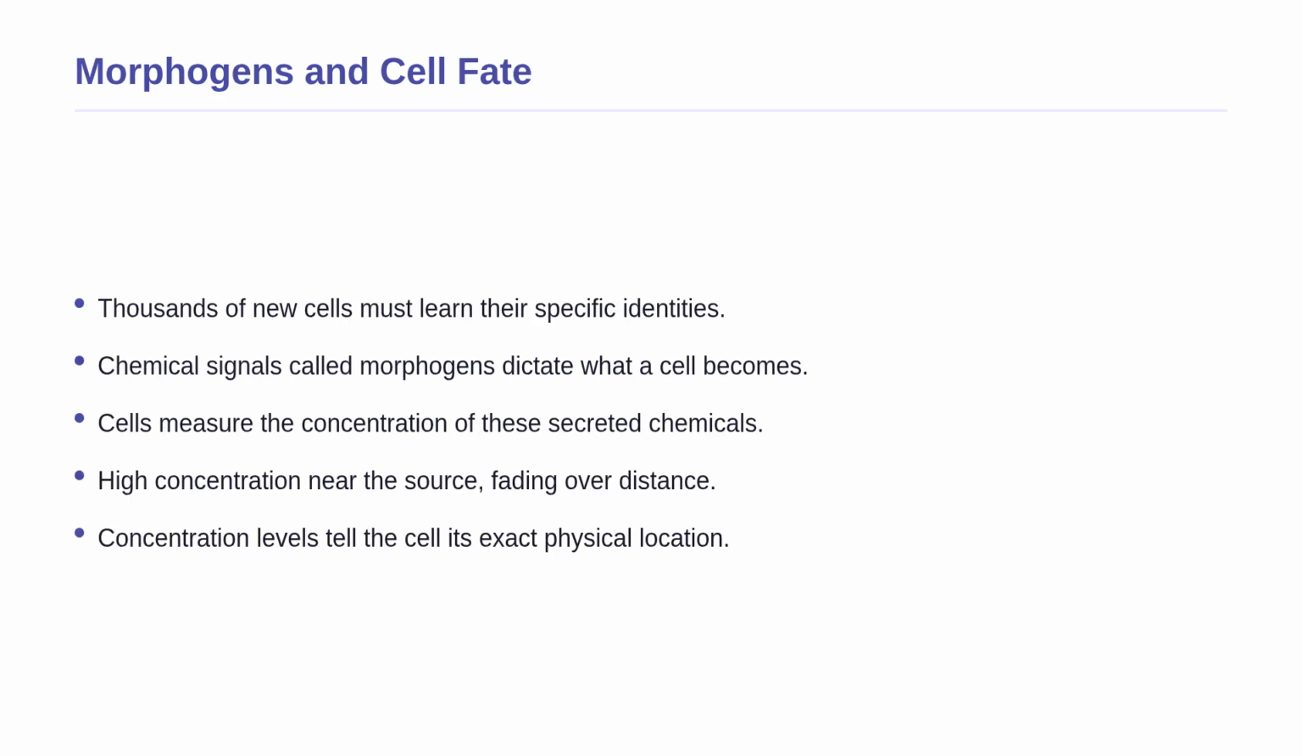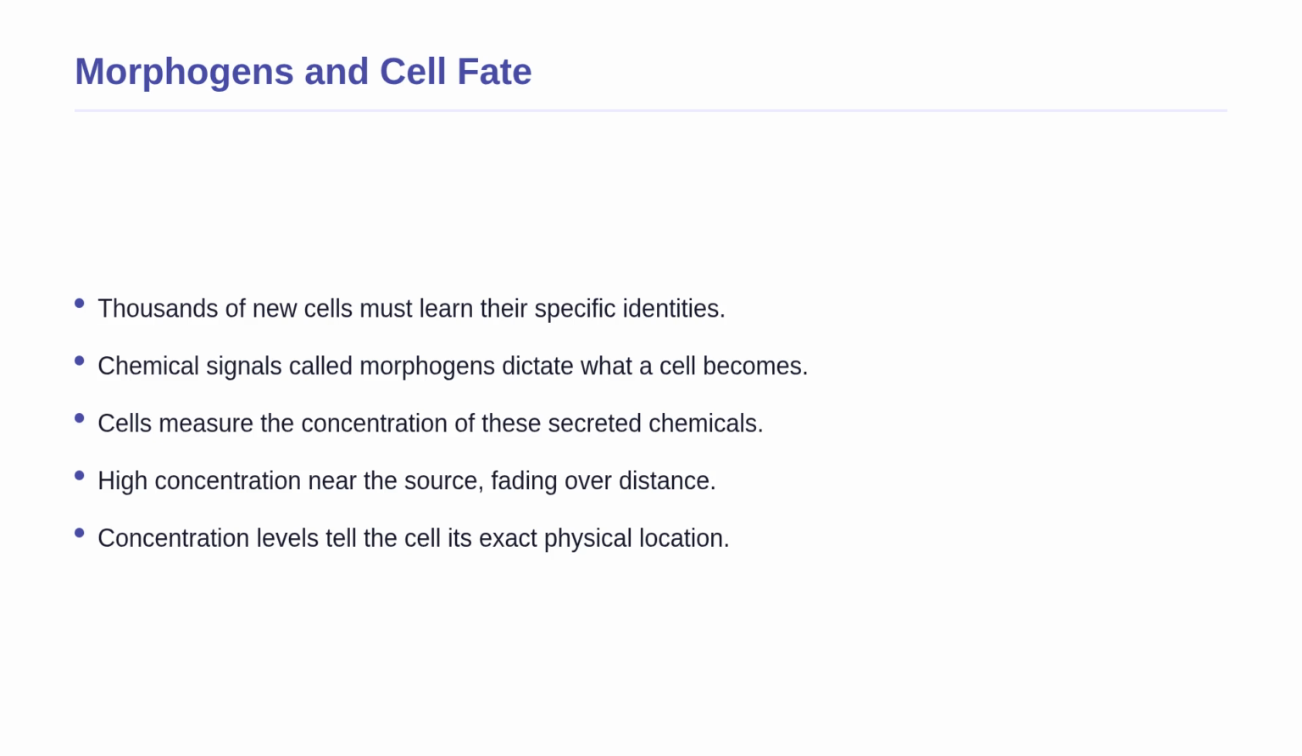So, we have successfully generated thousands of cells, but this brings us to an important question. How does a specific cell know whether to become a motor neuron or a sensory neuron? The answer lies in chemical signals called morphogens.